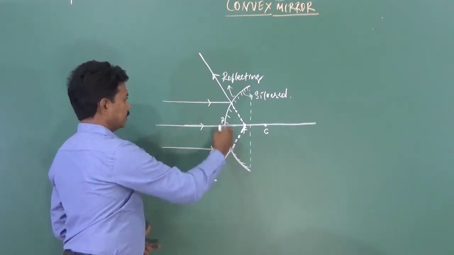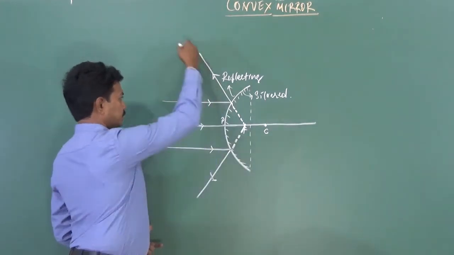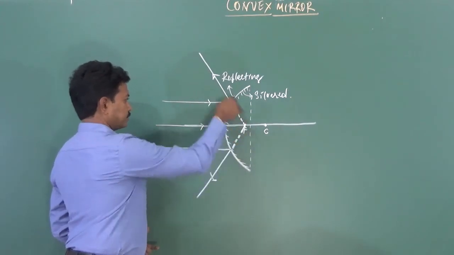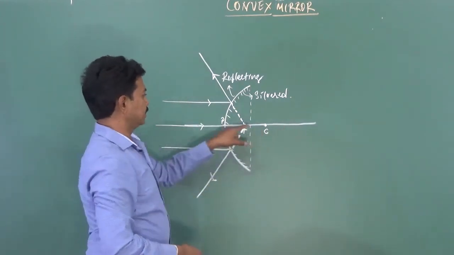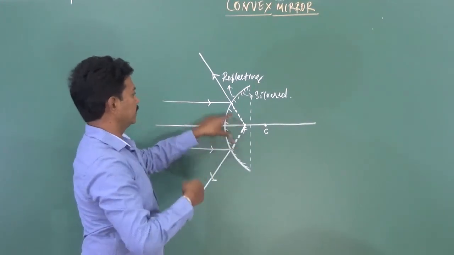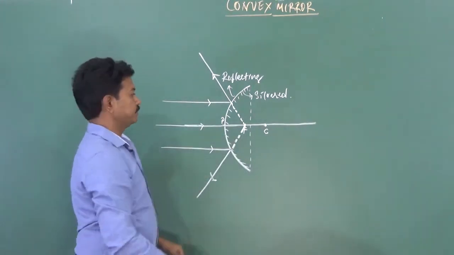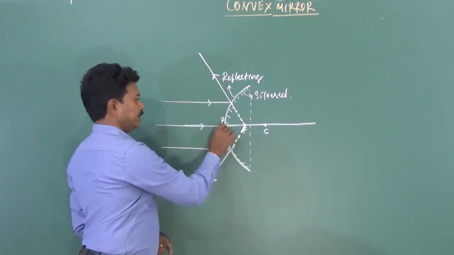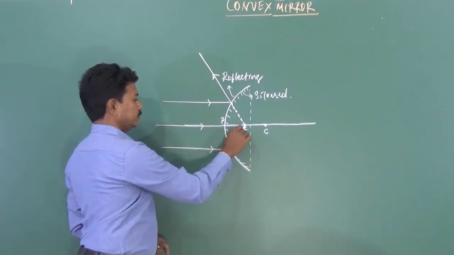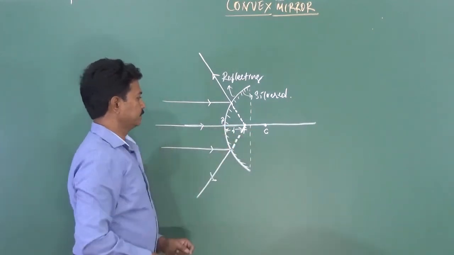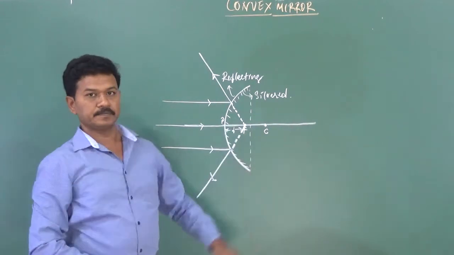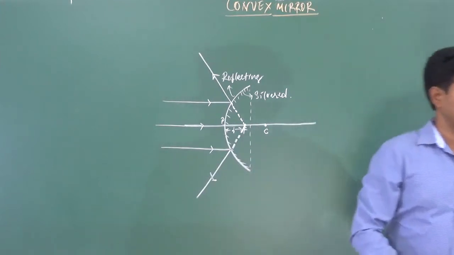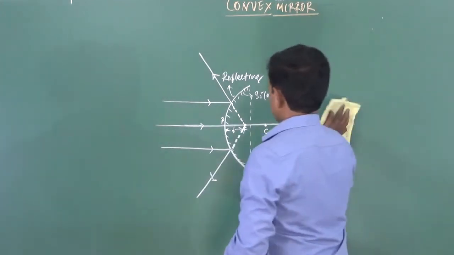So these are the incident light rays falling on the mirror, getting reflected. But these reflected light rays appear as though they are starting from a point on the principal axis, and this point where the diverging light rays appear to start from is called the principal focus. So usually the distance between P and F is called the focal length. This is the focal length here, which is indicated by small letter f. So this is the basic thing you have to remember before we enter into convex mirrors.